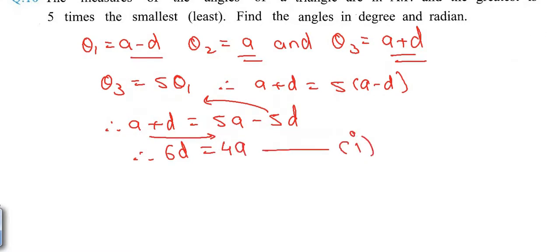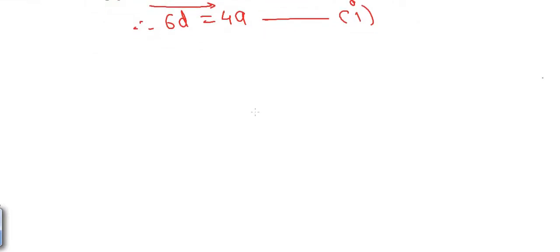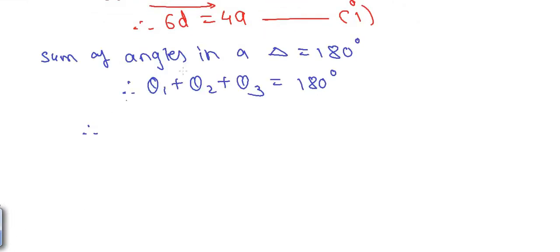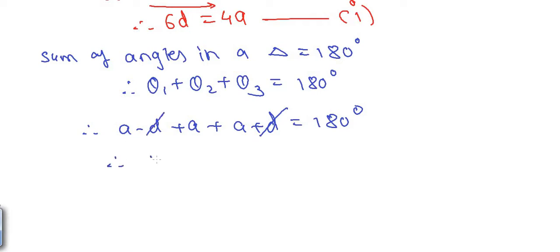Now let us use the second condition for a triangle. Sum of angles in a triangle is equal to 180 degree. Therefore theta 1 plus theta 2 plus theta 3 equal to 180 degree. Let us substitute the values of theta 1, theta 2 and theta 3. So a minus d plus a plus a plus d is equal to 180 degree. This minus d plus d got cancelled. A plus a plus a, we get 3a is equal to 180 degree.